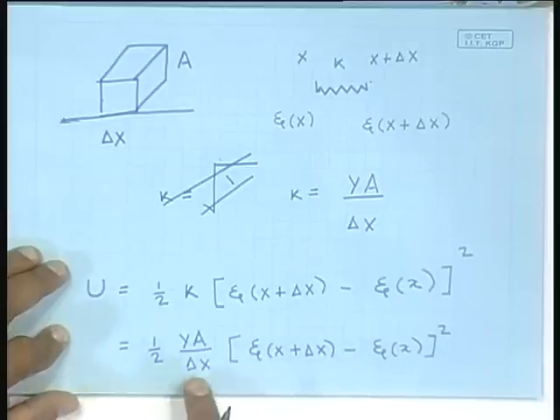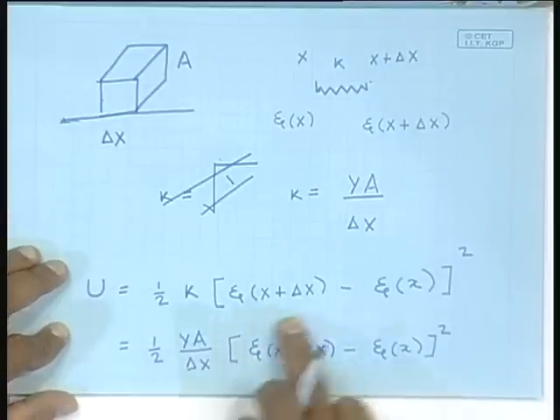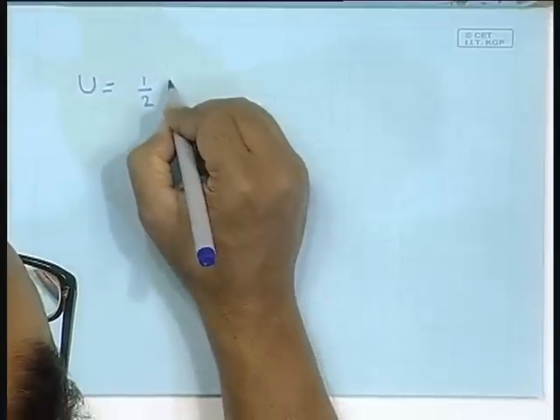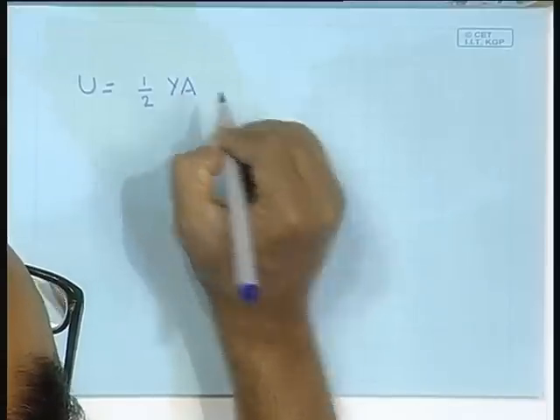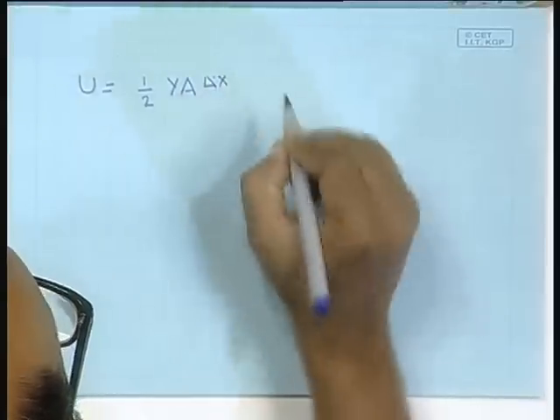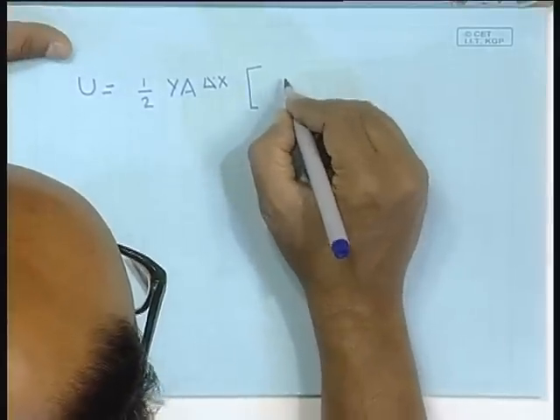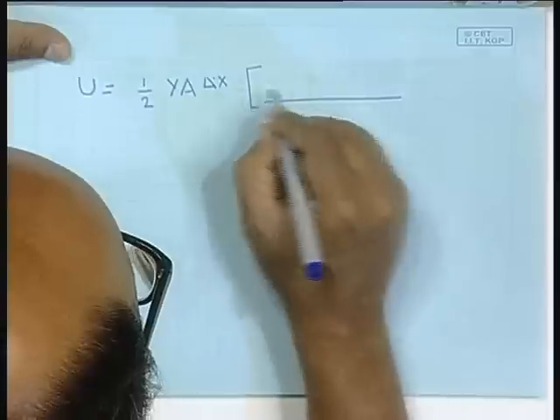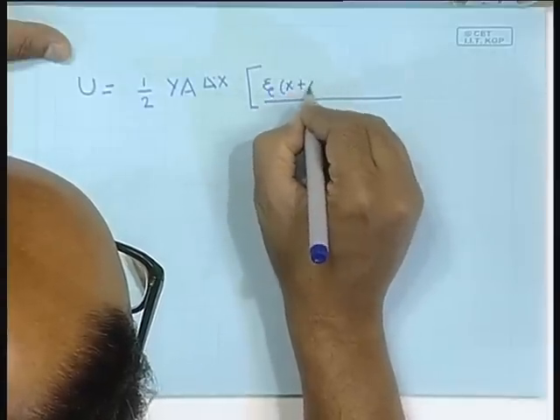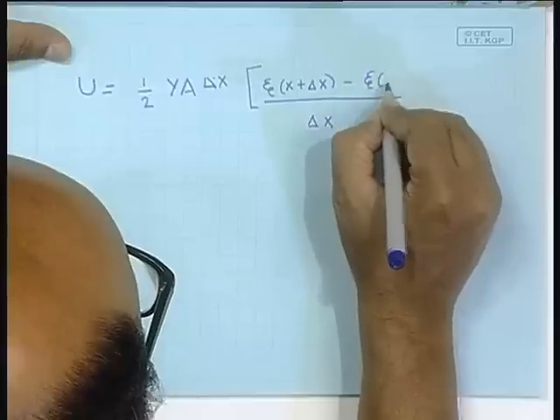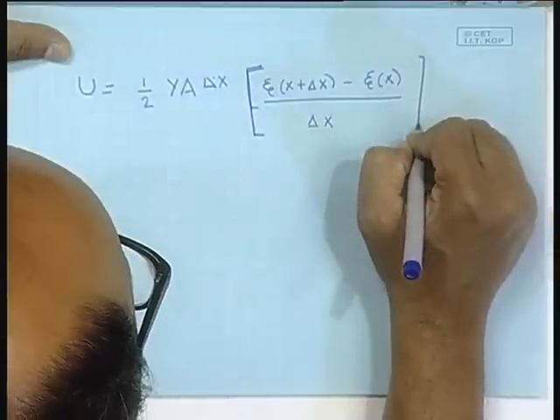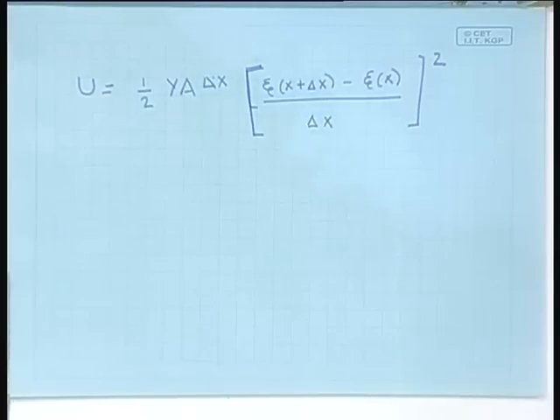Now, if I divide this by delta x squared, we can write this as u equal to half Y A delta x into [xi(x plus delta x) minus xi(x)] squared. So, we have been calculating the potential energy.